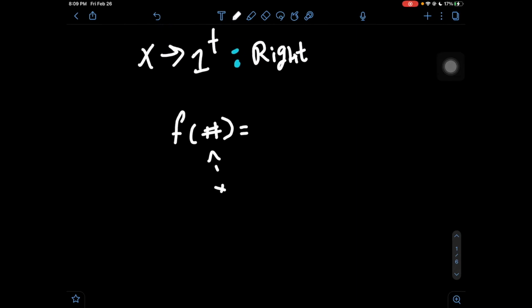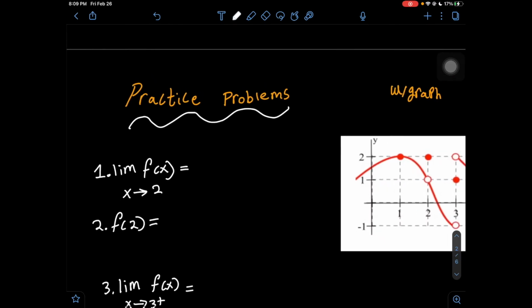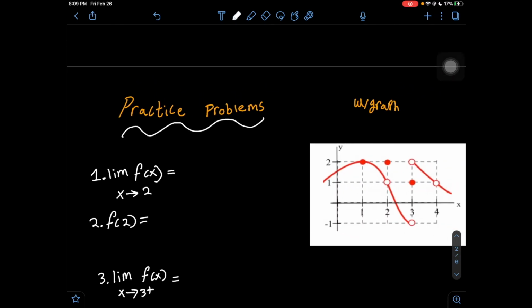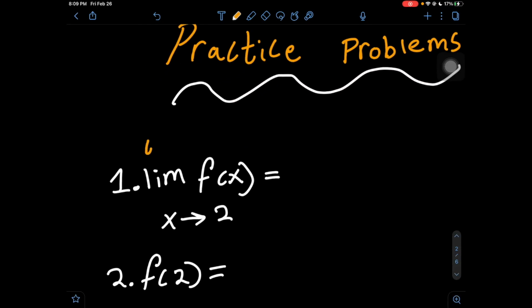Now let's go on to some practice problems. So the first one we have is with a graph. The first question is limit of f of x as x approaches 2. Well, remember, if we don't have a sign, this is called a general limit. Let's just go ahead and notate that. So this is a general limit.